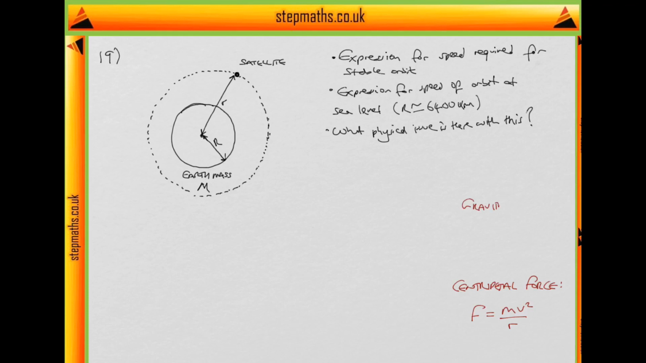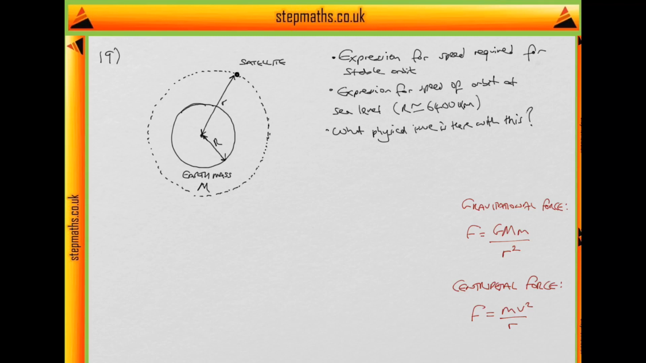If we think about Newton's law of gravitation, the gravitational force F is given by G, the gravitational constant, times the mass of the larger object, the object it's orbiting around, times the mass of the smaller object, the object orbiting, over the radius of the orbit squared. So it is this force providing the centripetal force, and we can simply equate the two and solve for v to get the required speed.